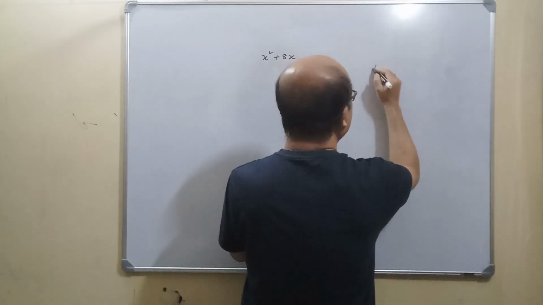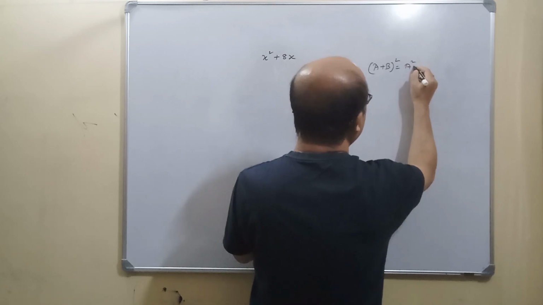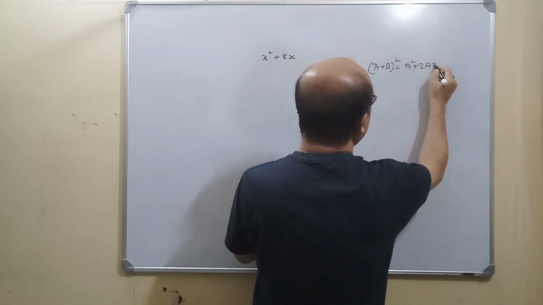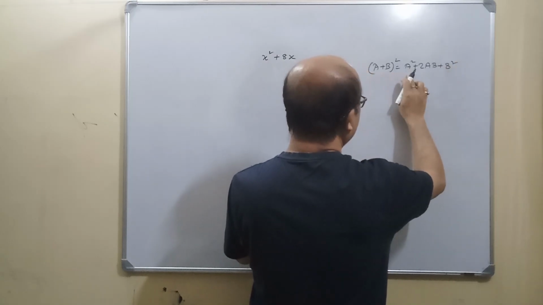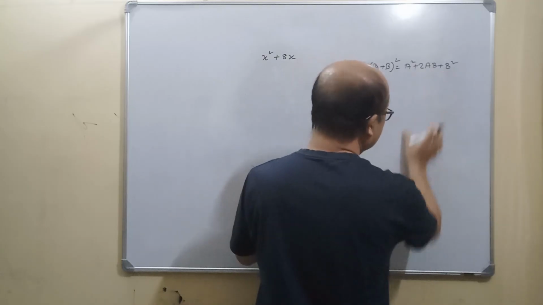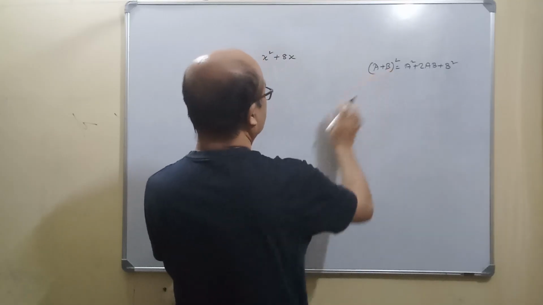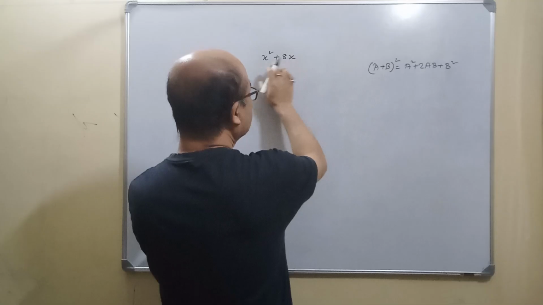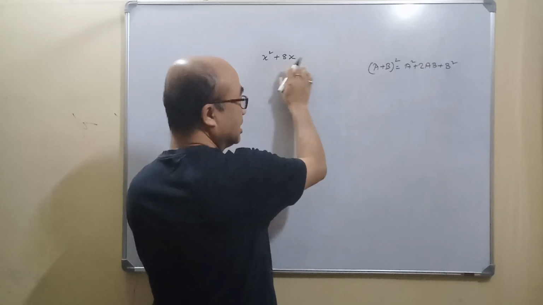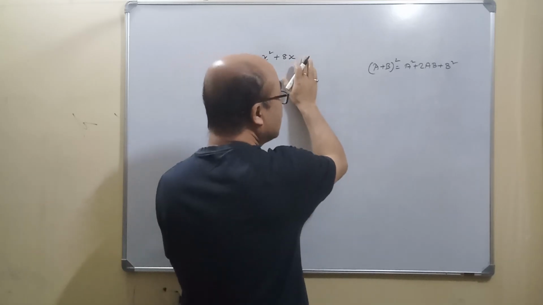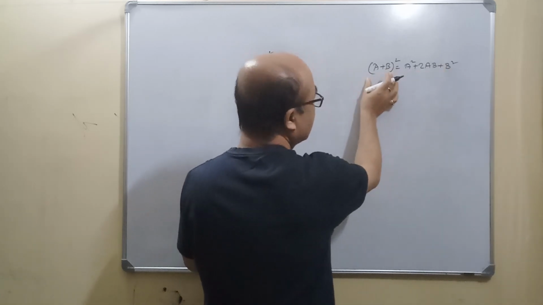Now, I believe most of you already know this formula. (a plus b) whole square is a square plus twice ab plus b square. This is a formula, and this is a perfect square. So, we will convert this expression to this expression by adding something to it. It is not complete yet. So, we will add something to this expression so that we can get a perfect square like this.